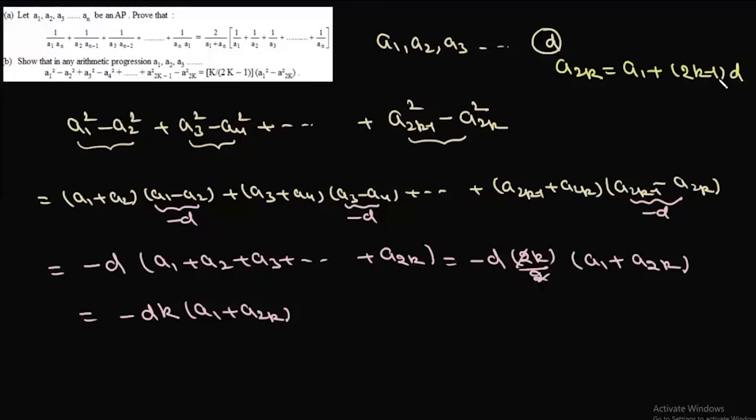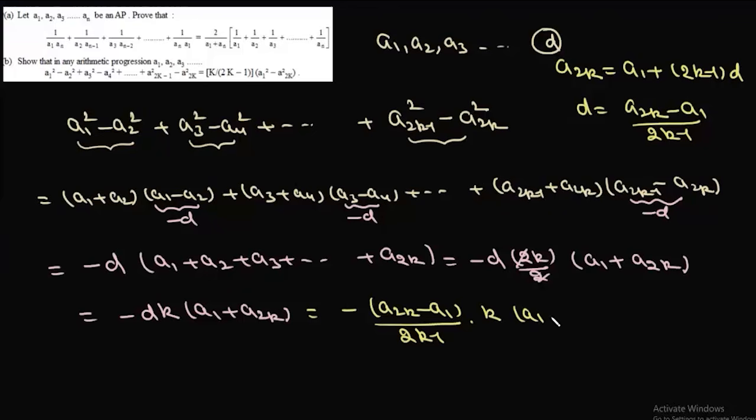Now we also know that in an AP, this A2k will be equal to A1 plus (2k minus 1) into D. So we can write this D as (A2k minus A1) upon (2k minus 1). So we'll put it here. If we put it here, we'll get minus (A2k minus A1) upon (2k minus 1) into k into (A1 plus A2k).